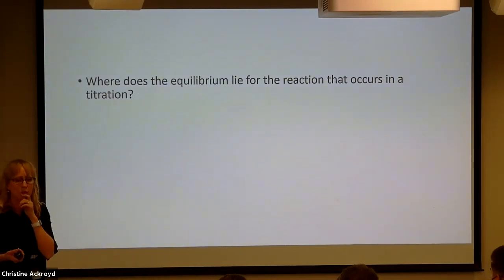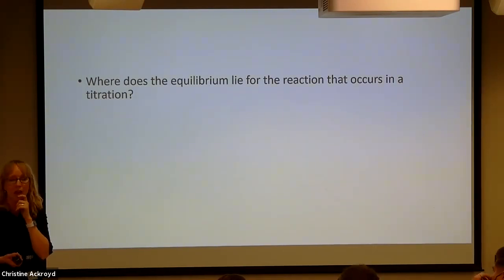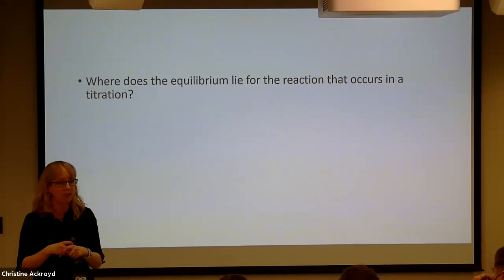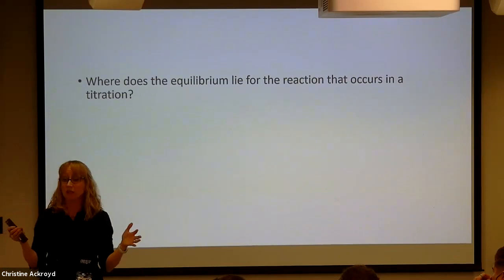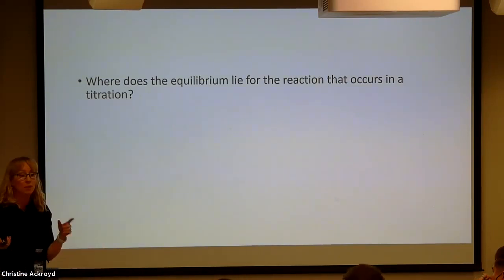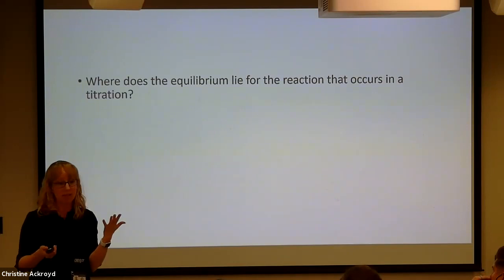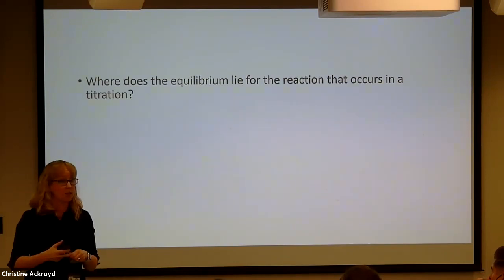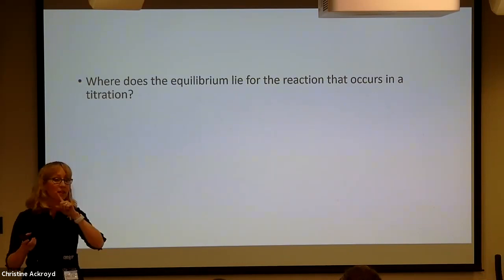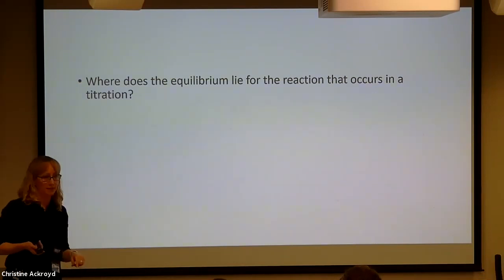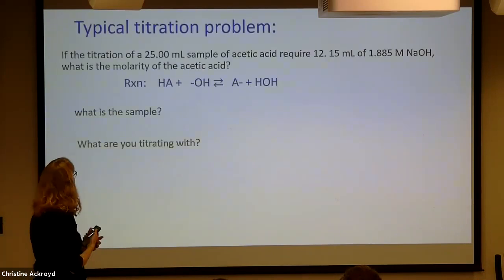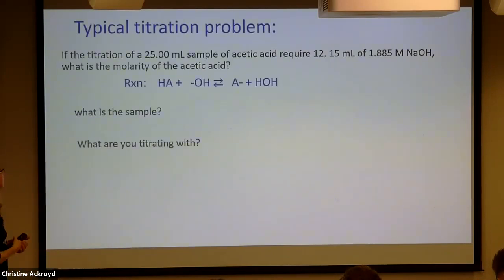Someone asked me in the reading quiz, where does the equilibrium lie for a reaction that occurs in a titration? All the way to the right. So do we actually talk about equilibrium with respect to titrations? No, we don't, because we're assuming that all the reactions occur completely because we're using a strong acid or a strong base as our titrant. Even for a weak acid being titrated with a strong base, it will all just go to the right.